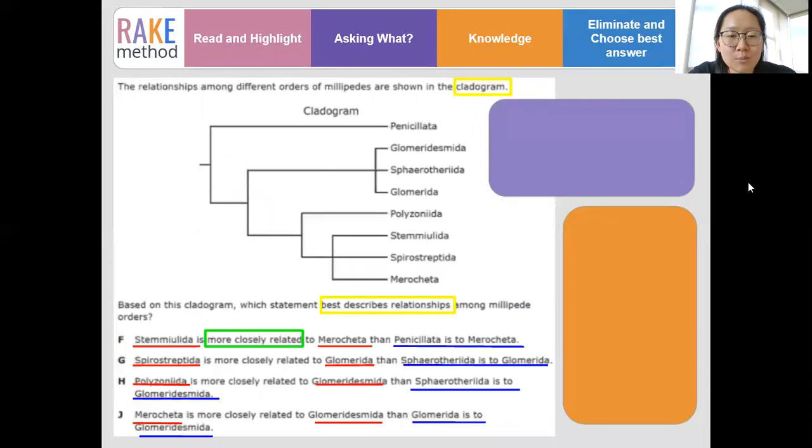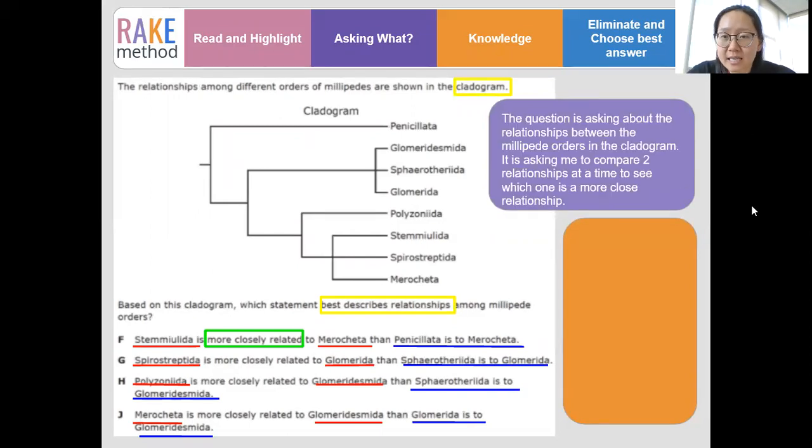Now, I want you to highlight the important parts. Well, we're talking about a cladogram, so the cladogram itself is really important. And then I want you to recognize that this question is asking which best describes the relationships. It's not saying, is this right? Is this wrong? It's asking you which of these statements actually is true or makes sense. You got to be careful too. All the phrases inside the answer choices are asking you about this is more closely related to this than this is to this. So there's always a comparison in every single one of these answer choices. And so you got to make sure that you're marking out which ones are being compared at a time.